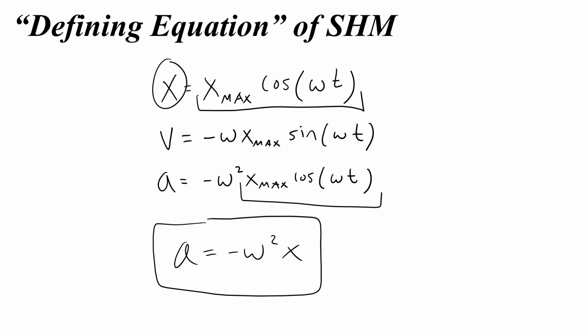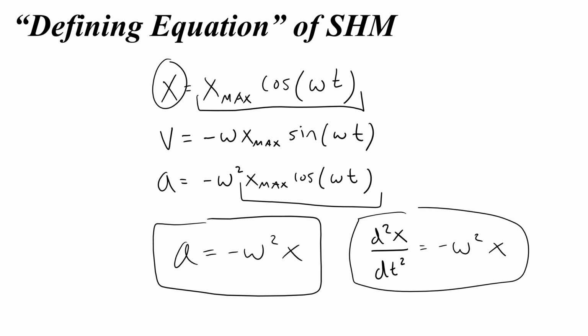Sometimes on test questions, you need to be able to recognize that this acceleration is the second derivative of position. So if we want to write it in that form, we would say the second derivative of position, which is how you write it, equals negative omega squared times x. So occasionally you need to be able to recognize or write this in.